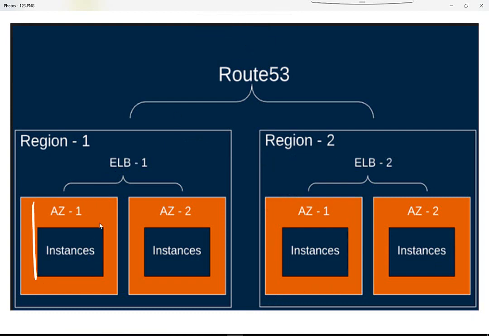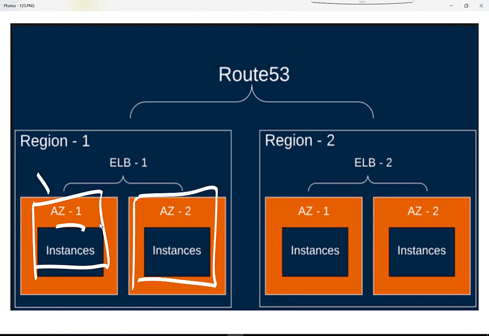Which means I can put server 1 in availability zone 1 and server 2 in the same region but in a different availability zone, and do load balancing between them. So the first point, just keep it in mind: Elastic Load Balancing from AWS is based on the availability zones within a single region.